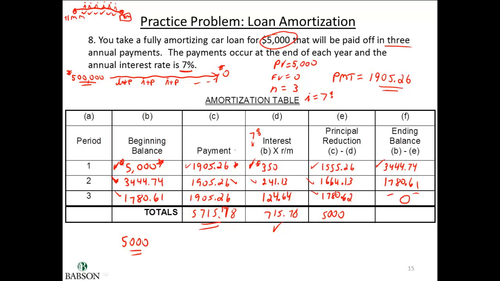But this is a loan amortization problem, and it represents how loans get paid down over time and the breakdown between the principal and the interest.